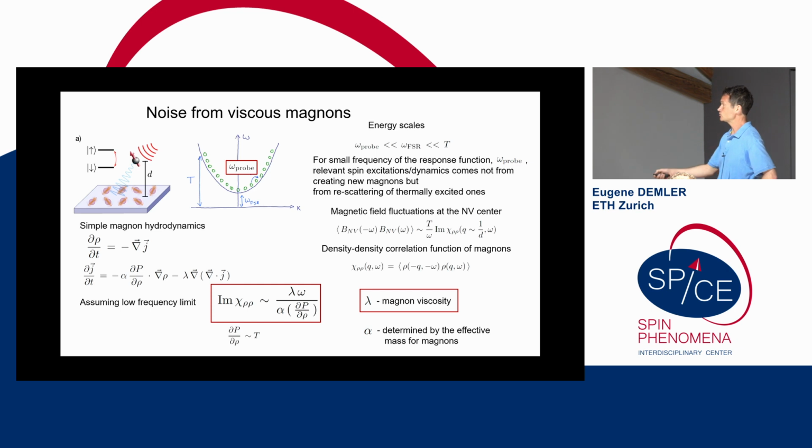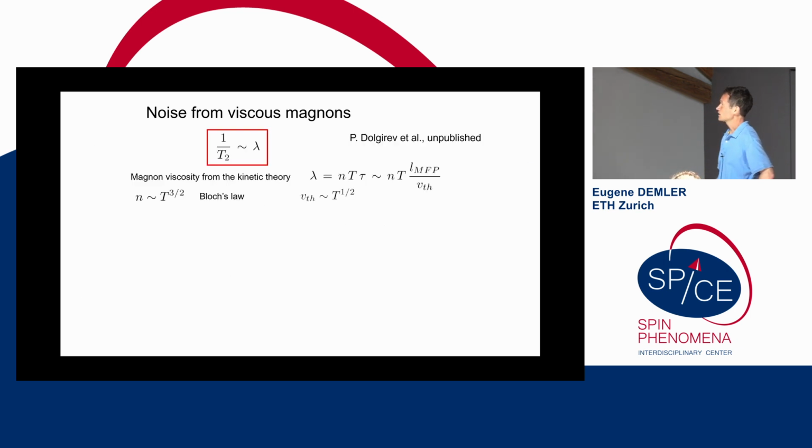So we assume that we have a sufficiently clean system that scattering will be dominated by magnon-magnon scattering. One can then solve these dynamics and find that the response function, the density-density correlation function, is proportional to viscosity. Again, not surprising, since we're looking at the dissipative part. And if we take a dilute gas of magnons, so it's like the ideal gas law, pressure proportional to temperature and density, then we end up with the statement that 1 over T2 should be proportional to the viscosity of magnons, which is quite remarkable. So by doing these measurements, we will be able to actually extract magnon viscosity. Let's do some simple estimates.